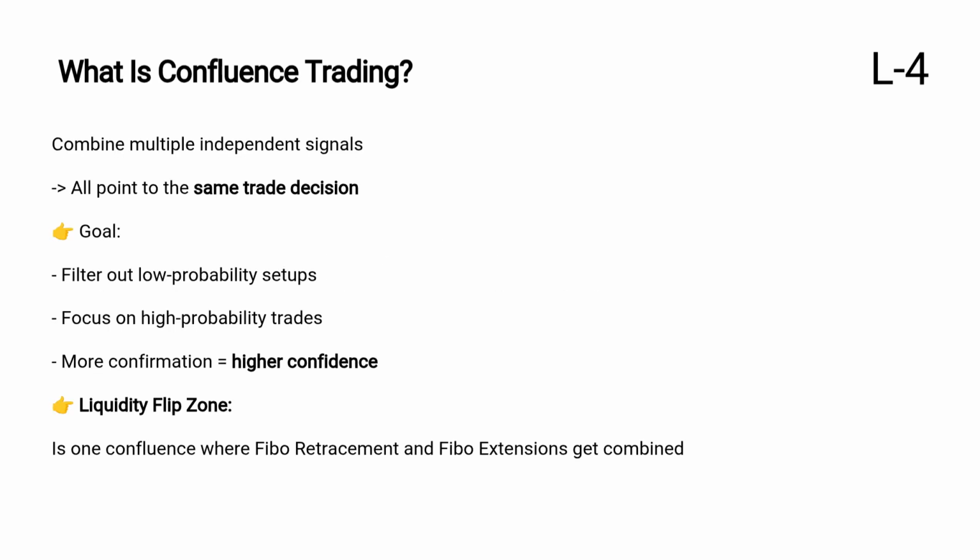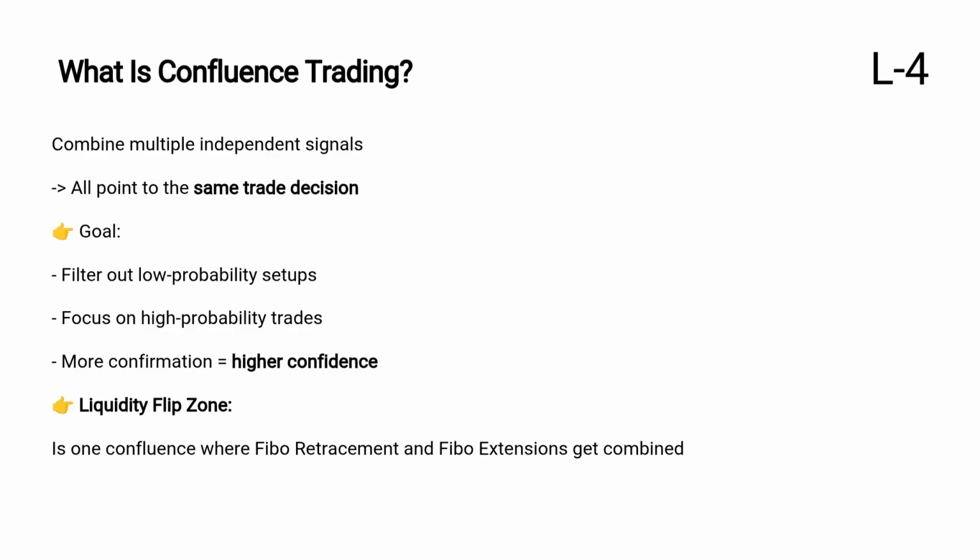Confluence is simply the art of combining multiple independent signals that all point to the same trade decision. Our goal is threefold. Filter. We want to weed out the noisy, low probability setups that lead to paper cuts. Focus. We only want to deploy capital on high probability trades. Confidence. More confirmation leads to higher conviction, which allows you to hold through the natural volatility of a move.